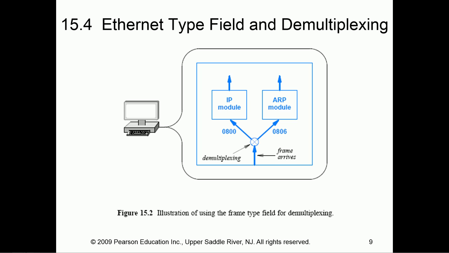So how do we actually do our demultiplexing? Here we have the ARP module and the IP module. Basically, this allows us to start separating our frames so that they can go to the above layers.